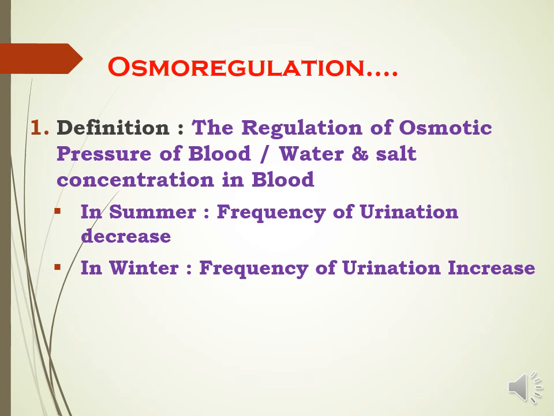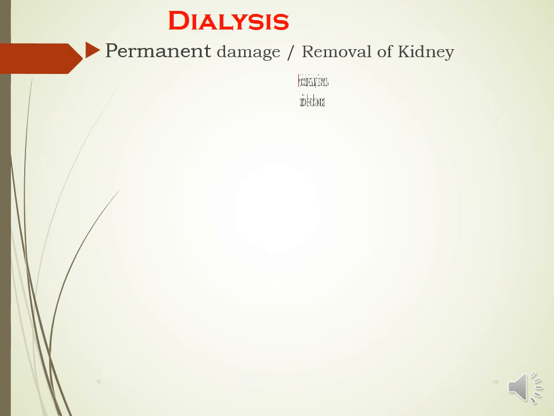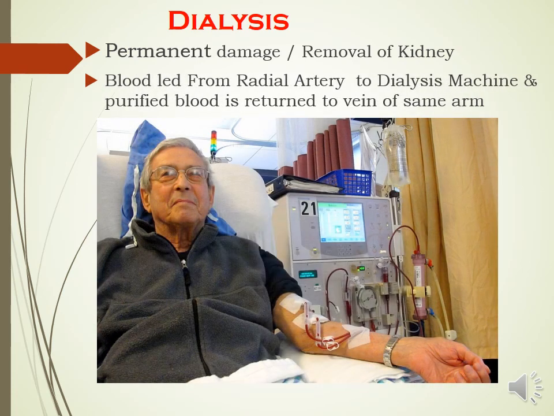So the immediate first aid for a cholera patient is ORS, that is oral rehydration solution. We'll move to the next point, and that is dialysis. If one of the kidneys is damaged or removed from our body for some reason, the other kidney alone is sufficient for excretion. But if both kidneys are permanently damaged, then we have to go for another procedure called dialysis.